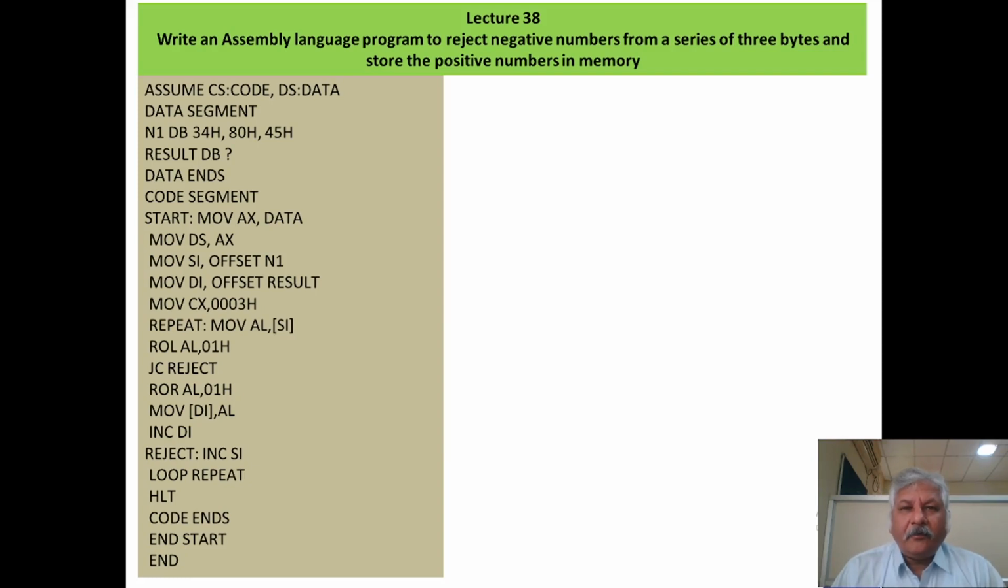So in today's lecture, we shall discuss how to write a program for the 8086 processor to reject negative numbers from a series of three 8-bit numbers. And if there is any positive number, then we shall store that positive number somewhere in the memory, right? So we shall reject the negative numbers, and the positive numbers we shall store in the memory, from a series of three 8-bit numbers.